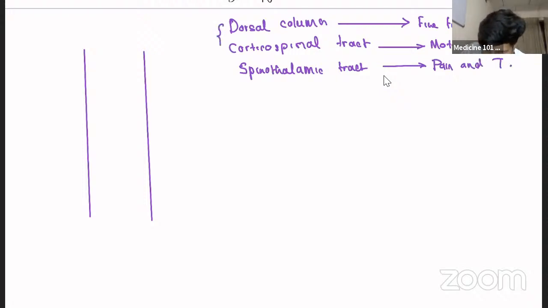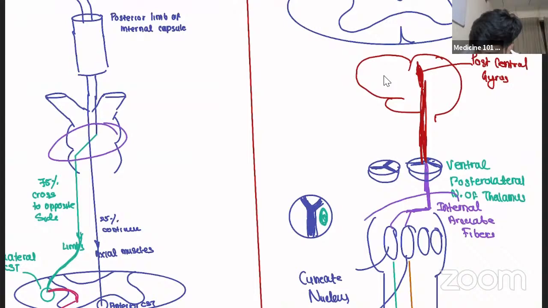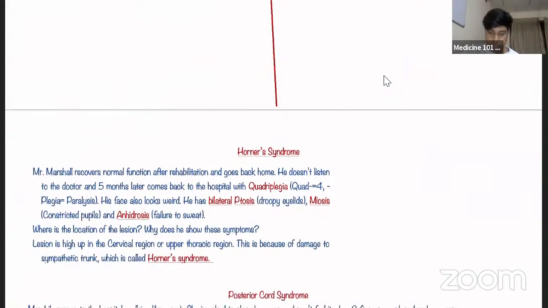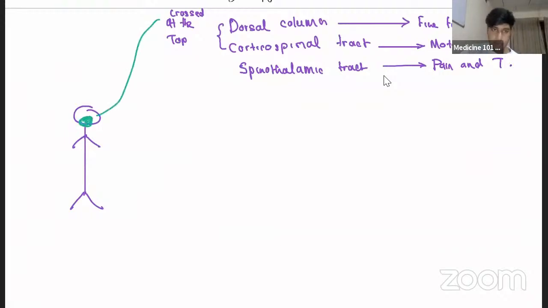Do you guys understand that these two crossed at the top? Do you guys understand that? Look at those diagrams. They cross somewhere here. Okay. Let's now take a patient. And you have to understand that their fibers crossed here, these two. Till then, they were on the same side.